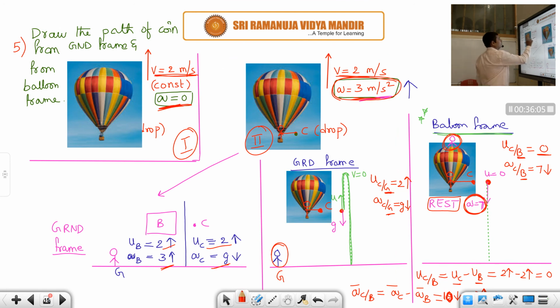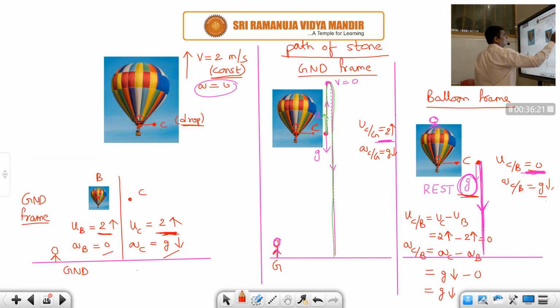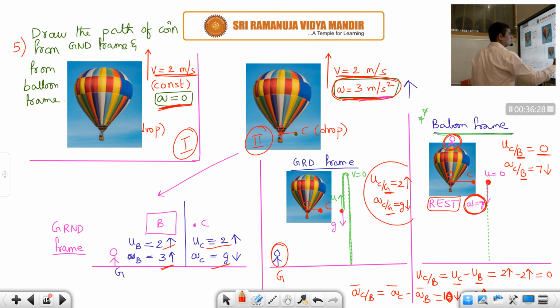Here, if acceleration is 0 in one case, and in the first case the acceleration is some 3 meters per second square, when you see from the ground frame, the values will be the same. Correct or not, students? Suppose this is case 2, and case 1 is this one. In case 1, what is the velocity and acceleration? 2 upwards, g downwards. In case 2, acceleration 2 upwards, velocity 2 upwards, and acceleration g downwards. Only difference is what, students? This one only, and that too when you solve from the balloon frame.